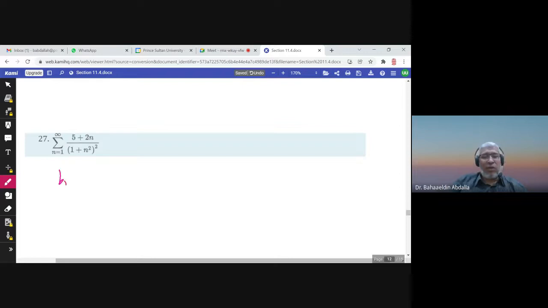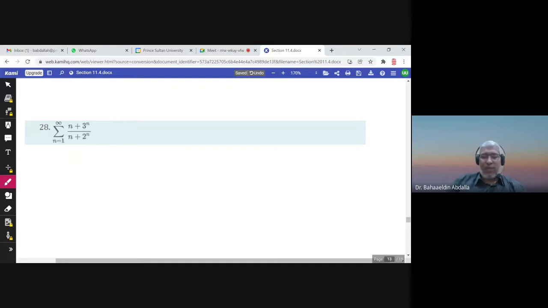Here bn is 2n over n to the power 4. You can take out the 2, so it's 1 over n cubed, and it is a convergent p-series. So use limit comparison test to show that summation an is also convergent. Let us do this one.